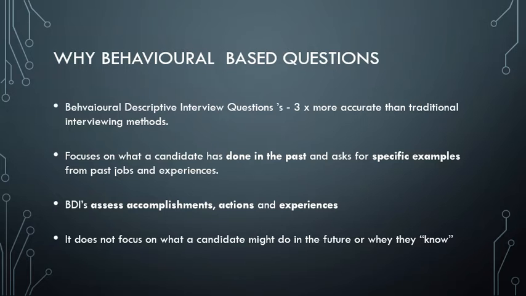Behavioral-based interview questions are quite crucial to having a solid selection process. They are known to be 3 times more accurate than traditional interviewing methods. The reason for that is that they ask the applicant to provide examples of times when they've done things. What we've learned about interviewing is that what an individual has done in the past is very likely to be what they do in the future. So we look to past experiences to get a very good sense of their future potential.